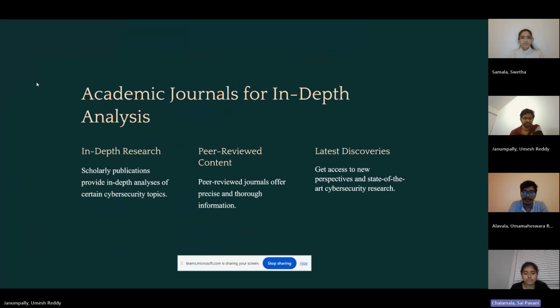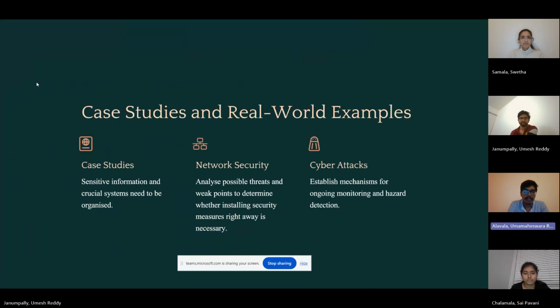And the next, there are many real world examples, but I want to tell you about the Capital One data breach. In July 2019, Capital One experienced a data breach where a hacker gained unauthorized access to sensitive customer data stored in the cloud. The breach affected over 100 million customers in the United States and Canada.